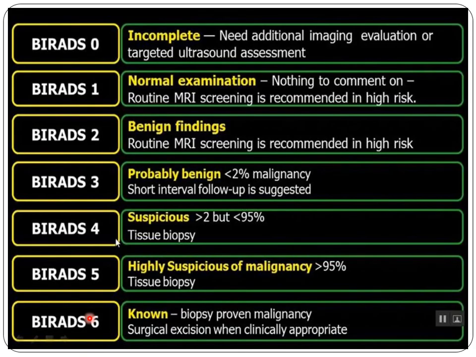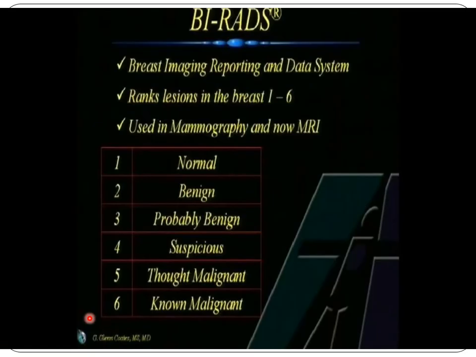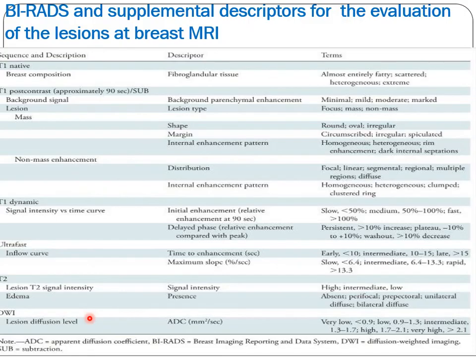Here it is, briefly talking about the BI-RADS classification of a lesion: normal, benign, probably benign, suspicious, known malignancy, or no malignancy. BI-RADS and supplemental descriptors for the evaluation of lesions at breast MRI, sequences and description.